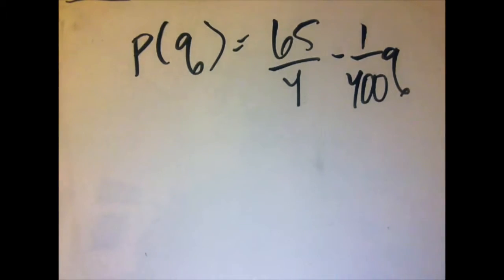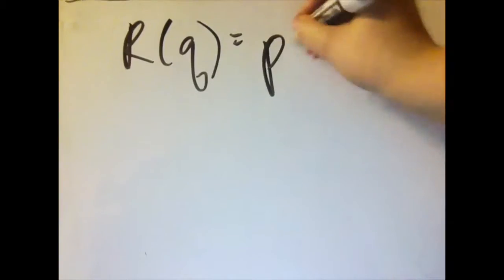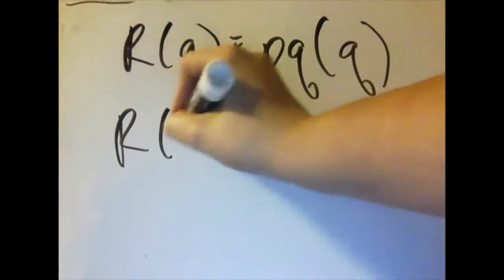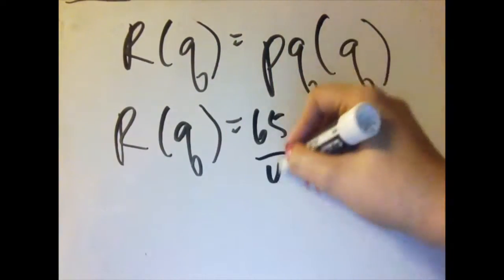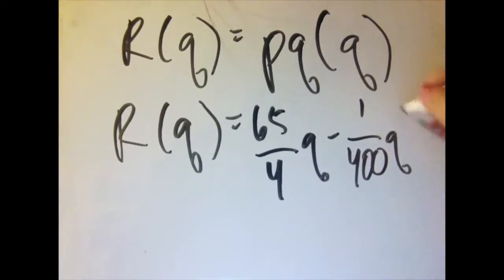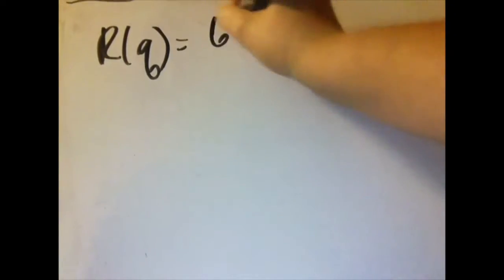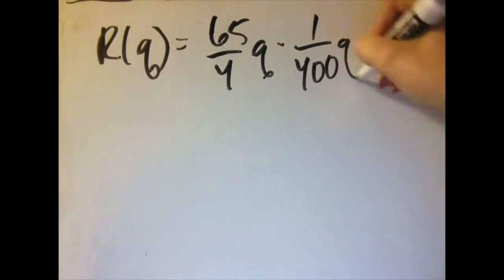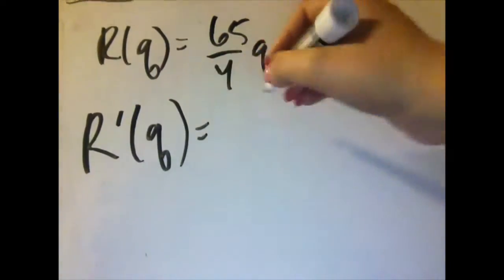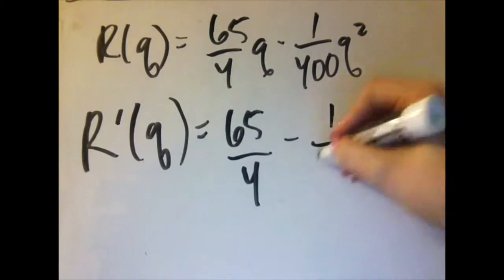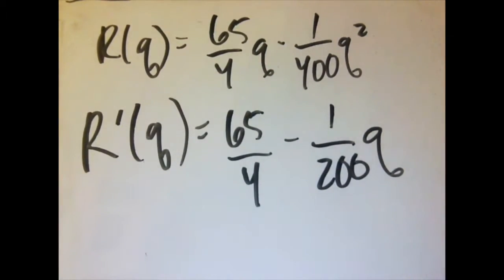The revenue, therefore, is, equation-wise, R(q) equals q times p(q), which in this case would be 65 over 4 q minus 1 over 400 q squared. To find the marginal revenue, we find the derivative of this, which would be 65 over 4 minus q over 200. We then set this equal to 0 to find the critical points, which we find to be q equaling 3,250.